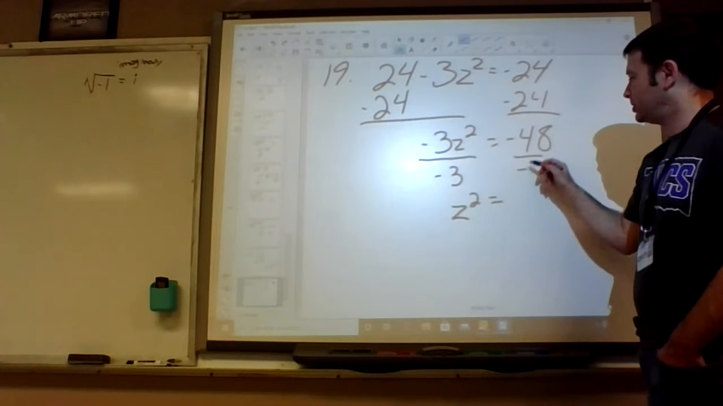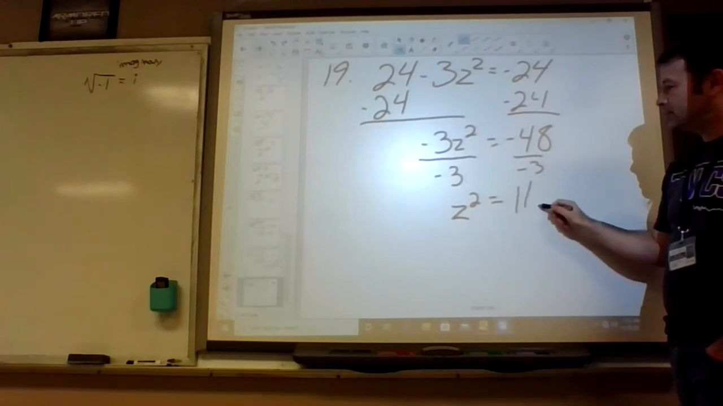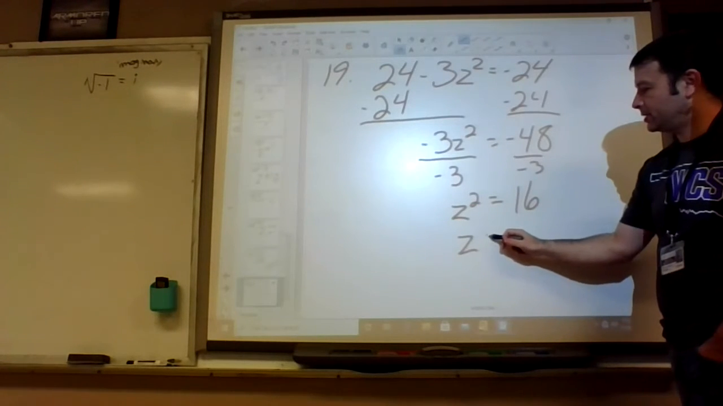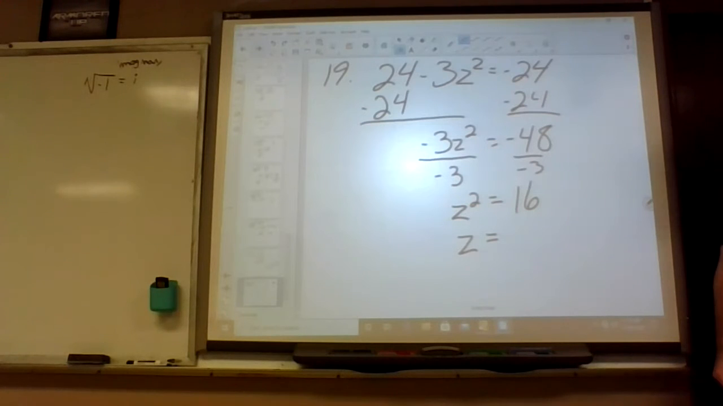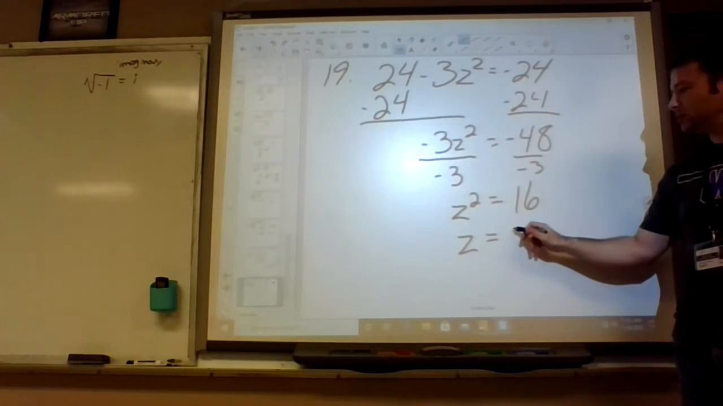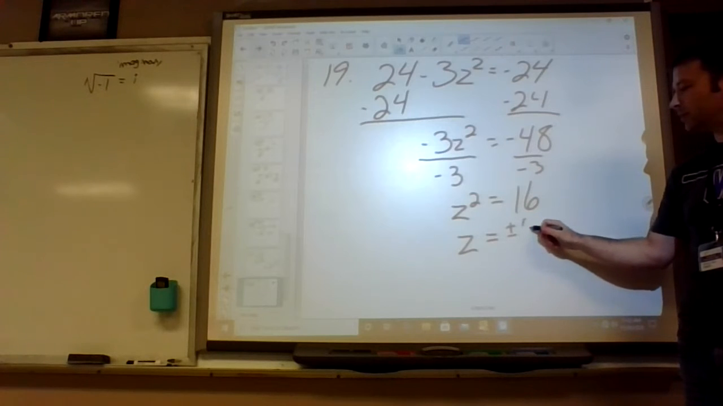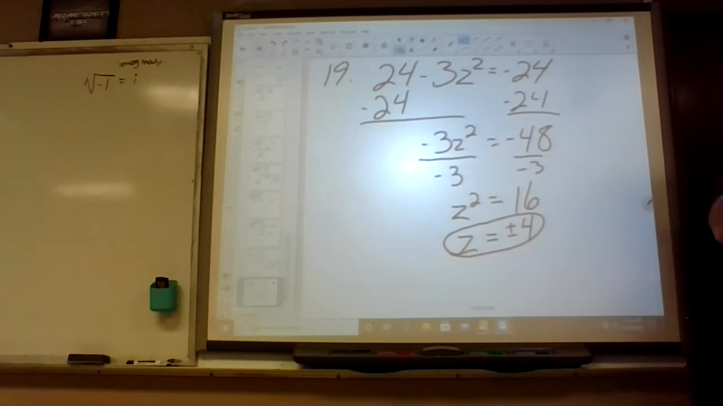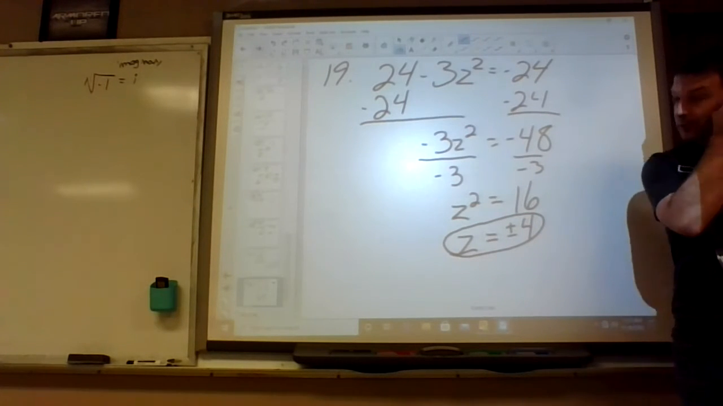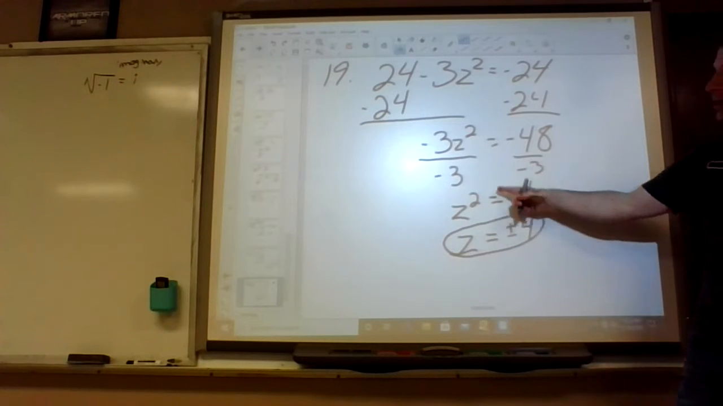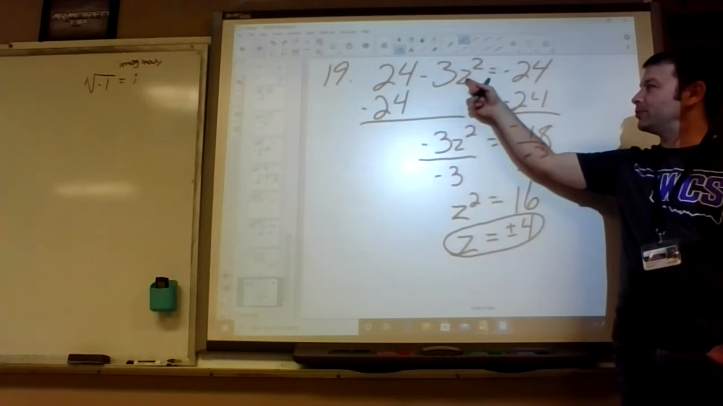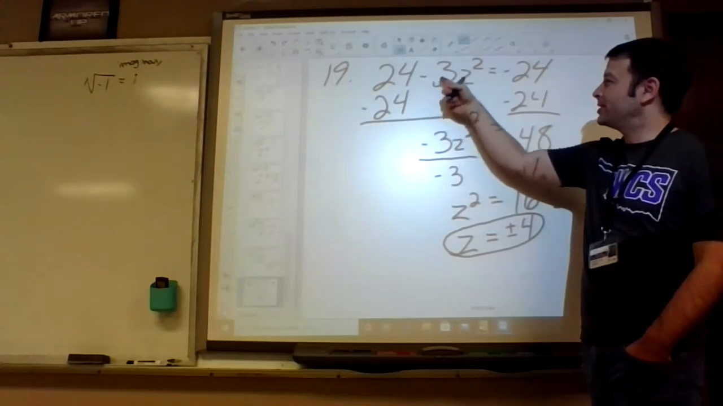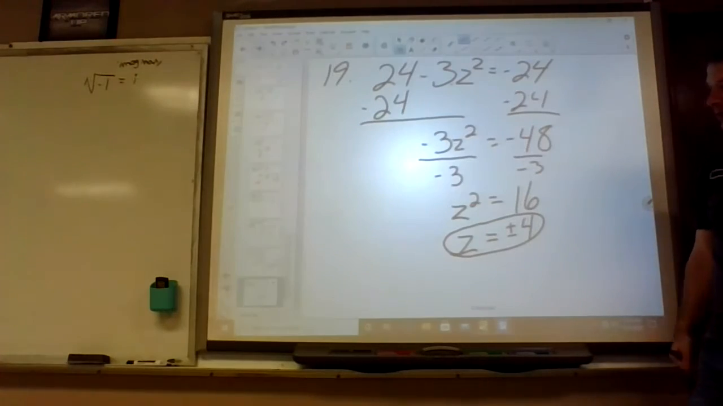z squared equals, plug that in your calculator, 16. So what squared equals 16? 4 or negative 4. So don't forget, this is the same kind of problem, they're just a little messier. All of these are going to have a plus or minus also, plus or minus 4. And you can check your answers, you can plug it back in up here and see if it works. 4 squared or negative 4 squared would be 16 times 3 is 48. 24 minus 48 is negative 24.